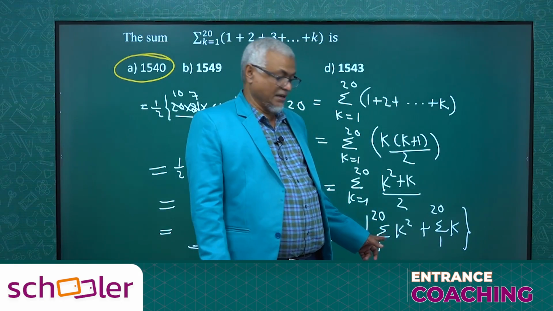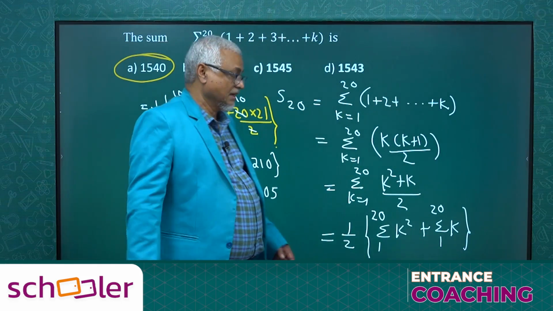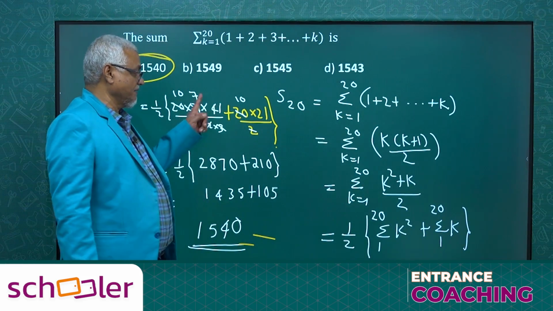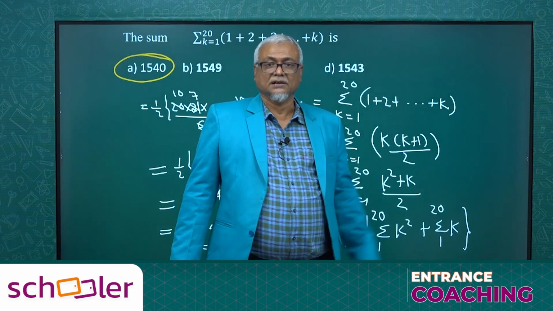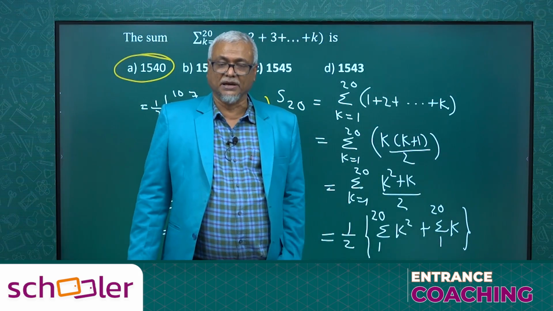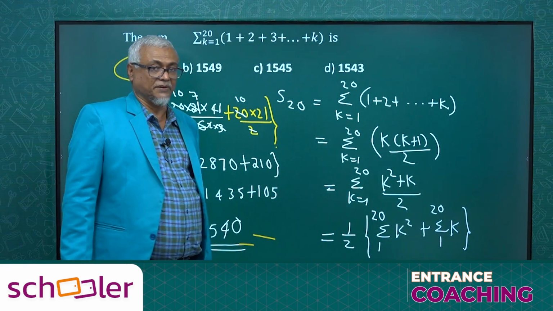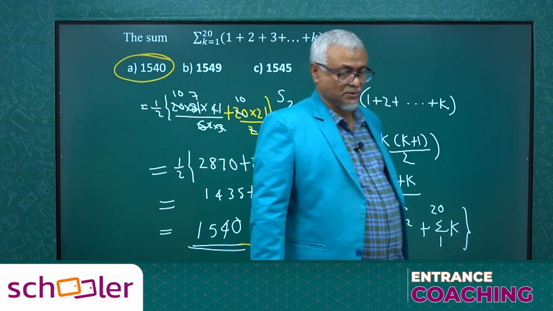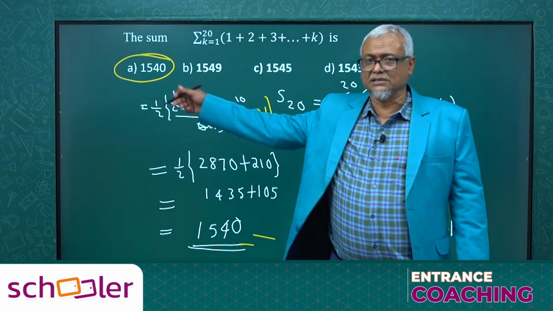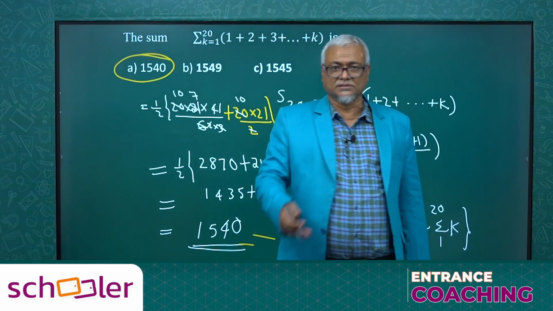Here the formula is n into n plus 1 into 2n plus 1 by 6. So for 20, it is 20 into 21 into 41 by 6. And here the formula is n into n plus 1 by 2. For n equal to 20, the answer is 20 into 21 by 2. We simplify and we get the answer 1540. That is choice A. Then go to the next question.